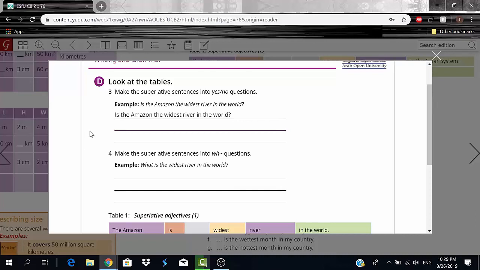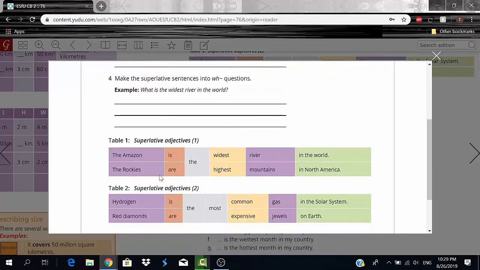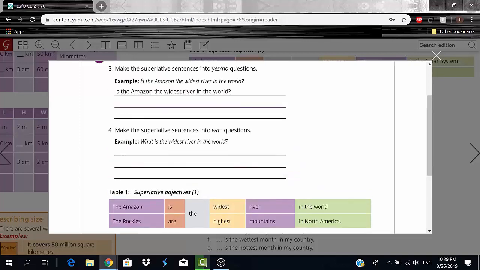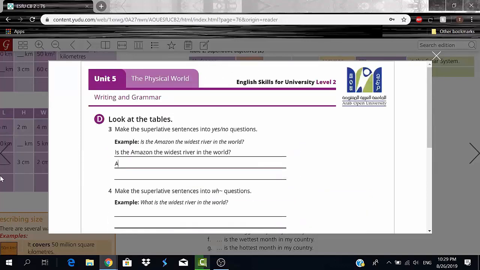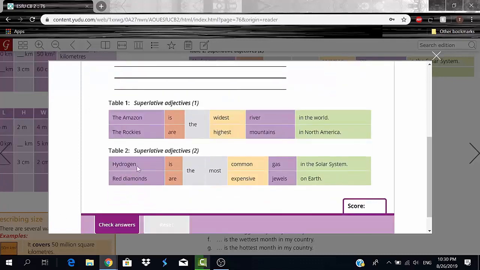And then let's go with number 2. The Rockies are the highest mountains in North America. I'll probably say, are the Rockies the highest mountains in North America, right? That's second. So are the Rockies the highest mountains in North America? Is the Amazon the widest river in the world? Okay, that is how you say it. And then what do we have with table 2? Hydrogen is the most common gas in the solar system.